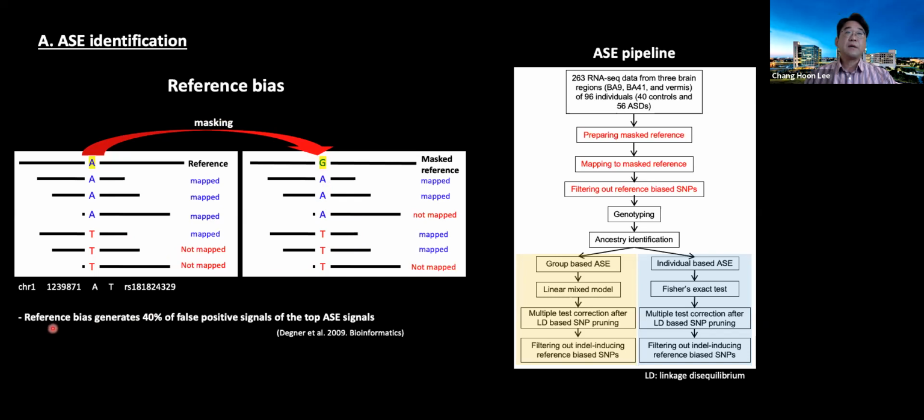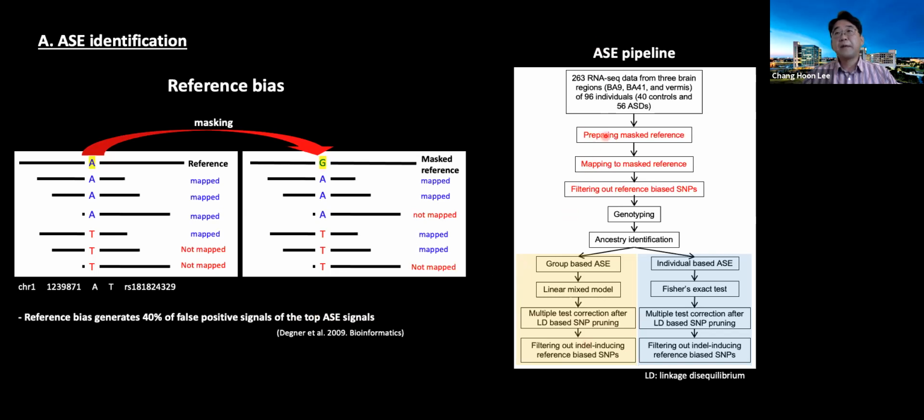Reference bias was already studied. This group found that about 40% of false positive signals, actually among the top ASE signals, come from this reference bias. So I addressed this issue in my pipeline.